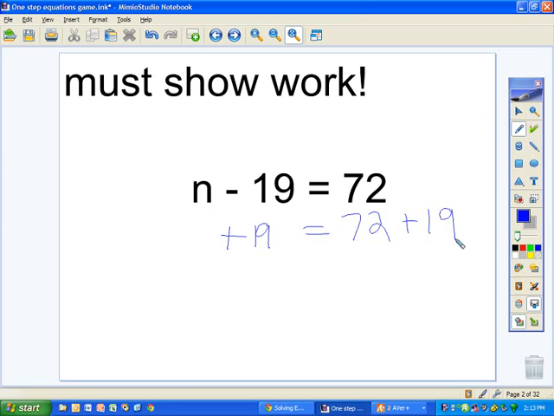I go back to my left side. I know that a negative 19, minus 19, and a positive 19 cancel each other out because they equal 0. I'm left with an n on this side, my variable, and that's what I wanted. I have an n. I drop it down on the left side. I drop my equal sign. And then I know that 72 and 19 I can add together for a sum of 91. All right, this is the basics to the beginning of algebra, and this is only with addition and subtraction.